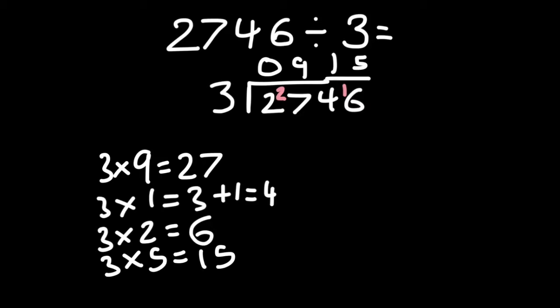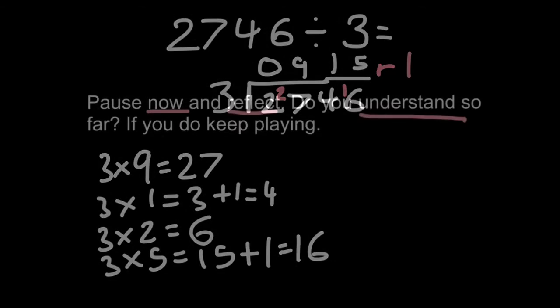And how many more until we get to 16? Well, we only need 1 more until we get to 16, which tells us that this one here is our remainder. So because there are no numbers left on this side here, it means that we have to write it as remainder 1.